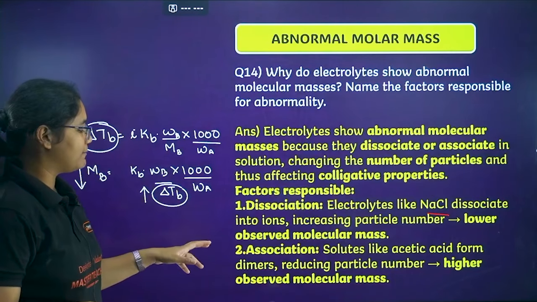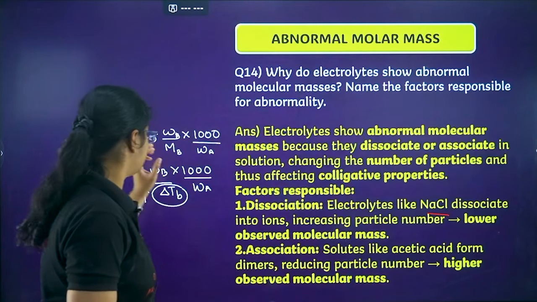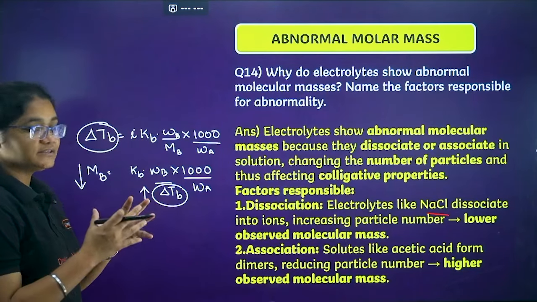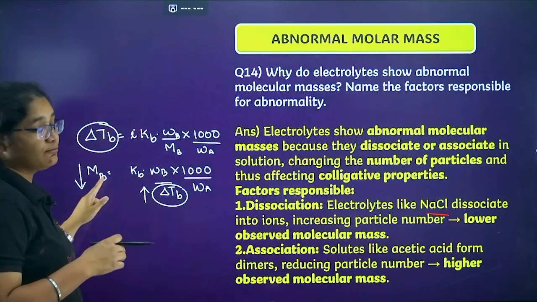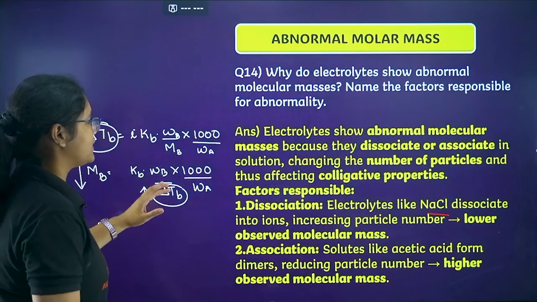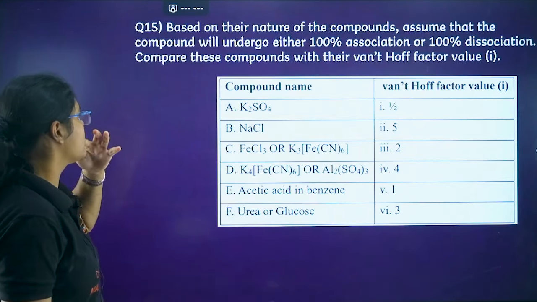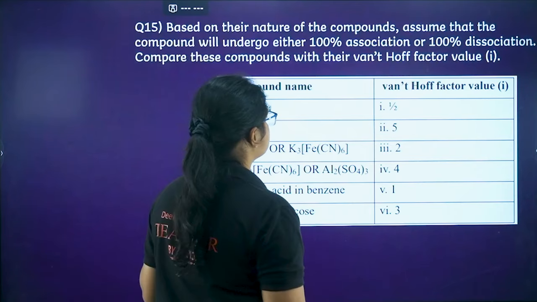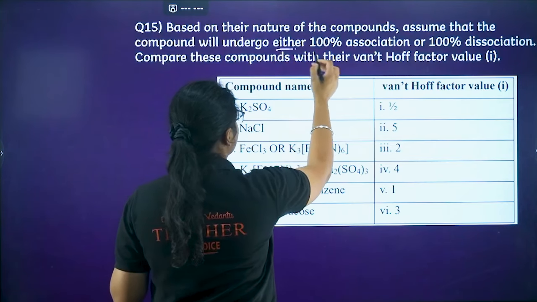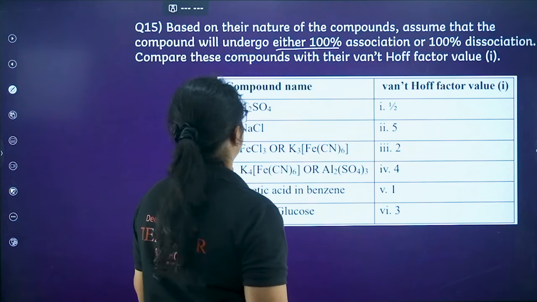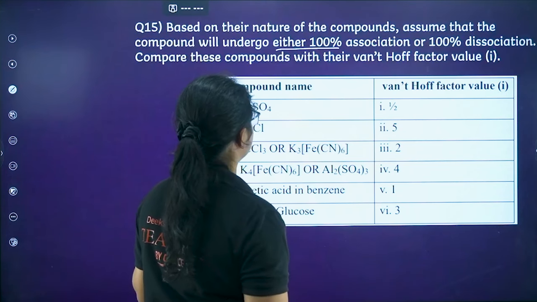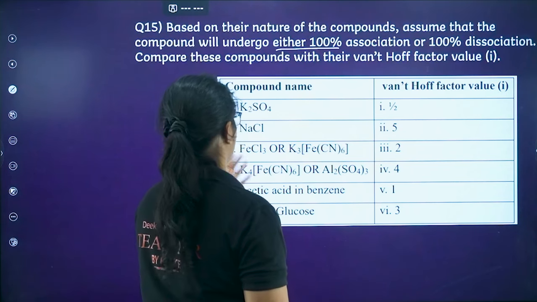And the opposite will happen in case of association. Now when the particles undergo association, the number of particles will decrease, this value will decrease, and the molar mass value will increase. So that is why we get abnormal molar mass. Next, based on the nature of their compounds, assume that the compound will undergo either 100% dissociation or 100% association. Compare the compounds with their Van 't Hoff factor. So you have to just match it.